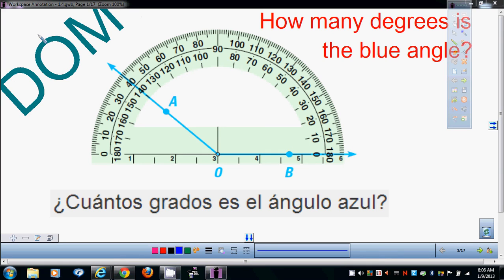Who can tell me how many degrees that blue angle is? Anybody? Yes, sir. 140. Very good. And we'll talk about that in just a moment after I connect my pad.